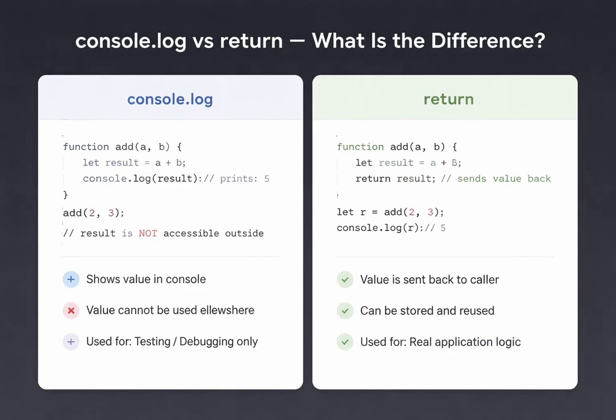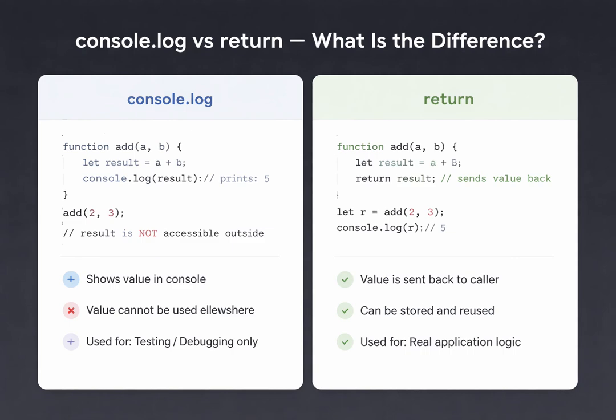This is one of the most important distinctions to understand when working with functions, the difference between console.log and return. Console.log simply prints a value to the browser's developer console. It's great for testing and debugging. You can see what's happening inside your function, but that value stays inside the function. It cannot be used anywhere else in your program.